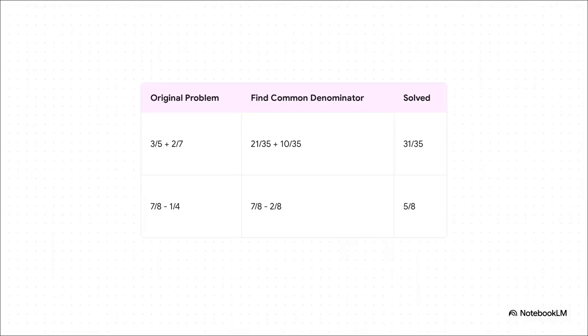It'll make perfect sense. If you have 3/5 plus 2/7, a common denominator is 35. So the fractions become 21 over 35 and 10 over 35. Now you just add the tops. 21 plus 10 is 31. Boom, 31/35. Or for 7/8 minus 1/4, you just have to change that 1/4 into 2/8. Now the problem is a piece of cake. 7 minus 2 is 5, so you get 5/8. See, the rule just works.